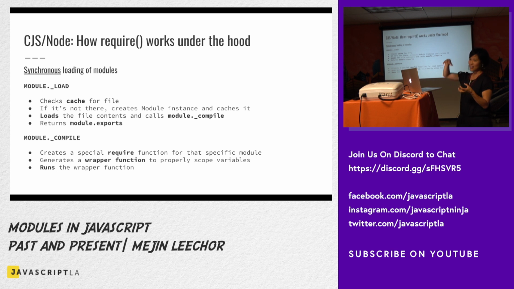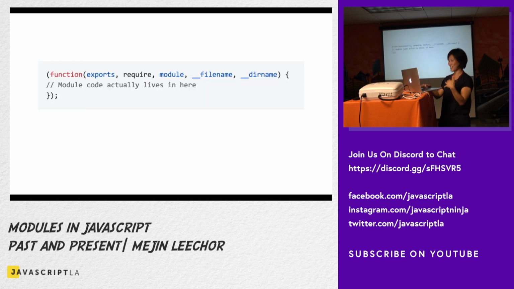That wrapper function will assign whatever is being exported to that file to the module.exports, and off you go, you have whatever you wanted that was exported from that file. File name and dir name are just convenience variables, so you don't have to type out the whole path and directory. It's nice that Node did that for us.